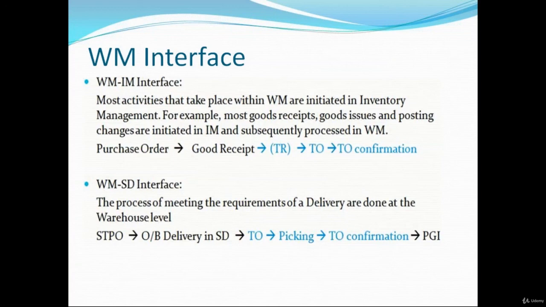This is the way in which WM and IM interface. Most activities that take place in WM are initiated at the IM level. For example, the goods receipt process, the goods issue process, and the posting changes are initiated in IM and subsequently processed in WM. So when we talk about the WM-IM interface cycle, the purchase order will be created with the transaction code ME21N. Then the goods receipt happens using the MIGO transaction.